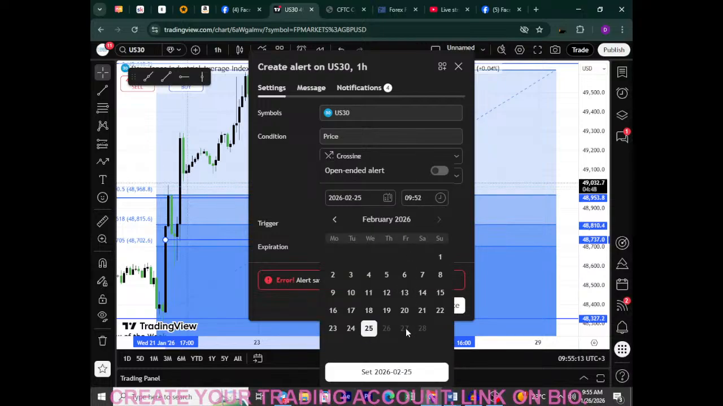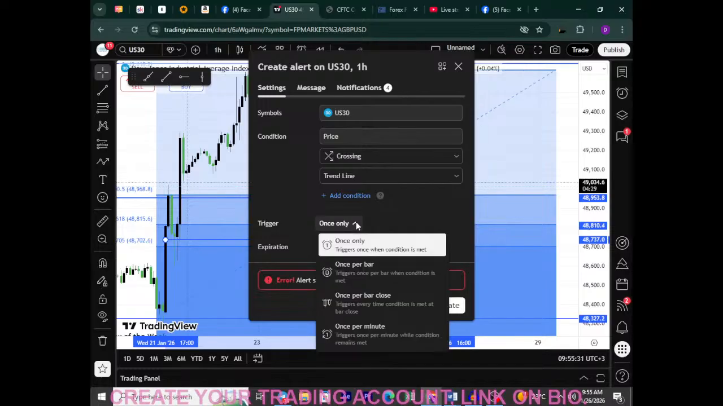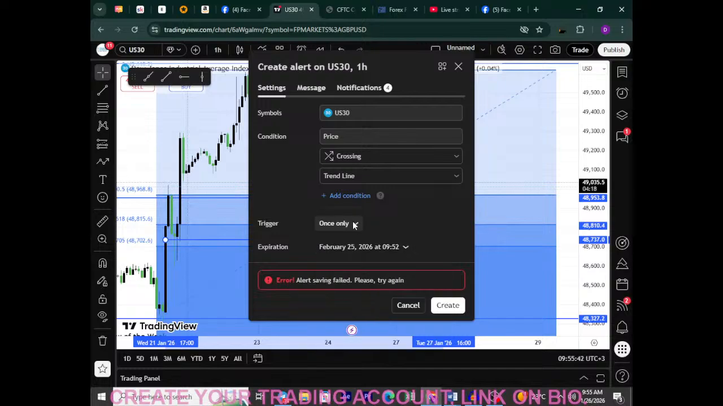So we set a date here. When should this expire? This should expire on February 25. Trigger once. So we put once. It should trigger once.